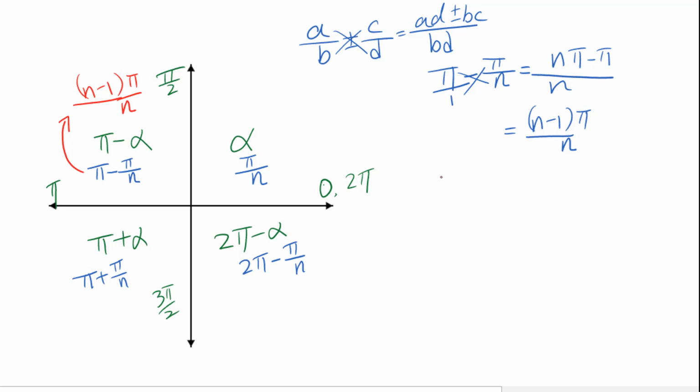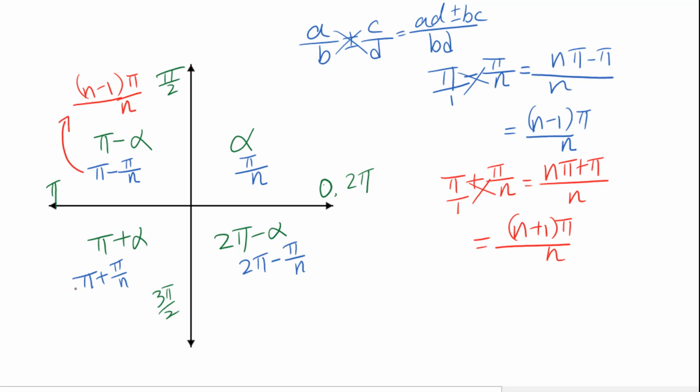For pi plus pi over n over 1, multiply the denominators, then cross multiply, and you will get n pi plus pi. We take a pi out, and you get n plus 1 pi over n. So here, you will get n plus 1 pi over n.